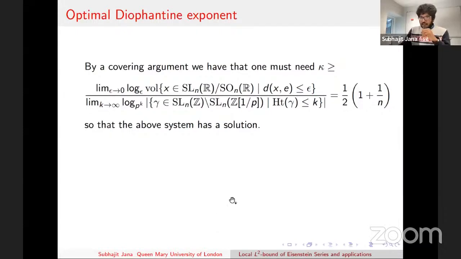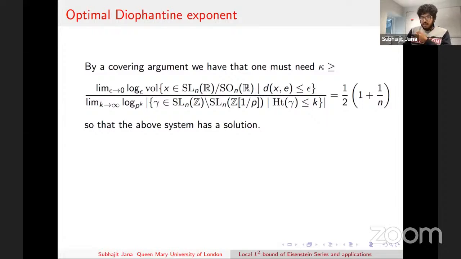So to do that, if we do the calculation very rigorously, we would need that this kappa at least has to be the ratio of these two volumes in some sense. The numerator is the volume of the epsilon ball, and the denominator is some sort of volume of a periodic ball, which we can think of as the number of cosets whose height is bounded by k. And if we consider this limiting procedure, we would end up with this quantity, a half times 1 plus 1 over n. And this covering argument says that to approximate things with epsilon error, we must need this kappa to be at least of this size. So this is a necessary condition.